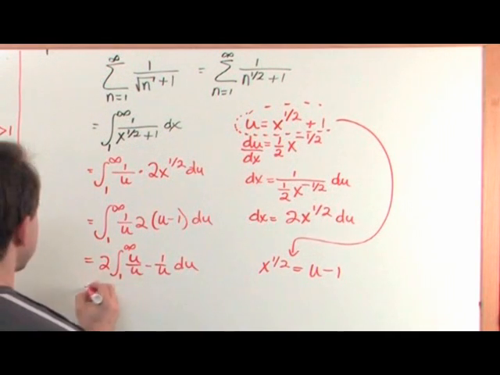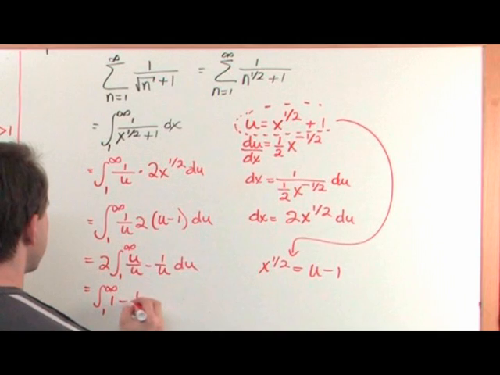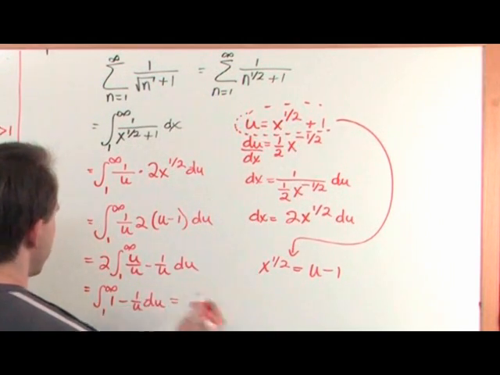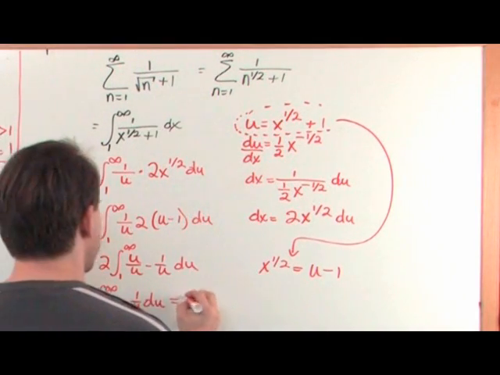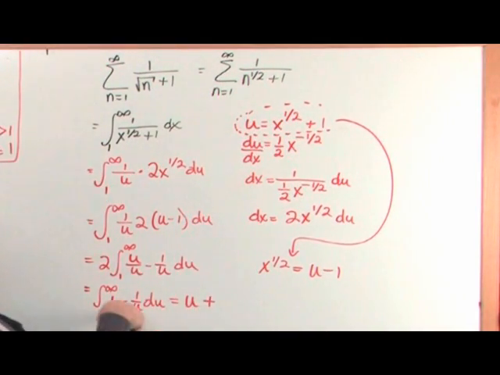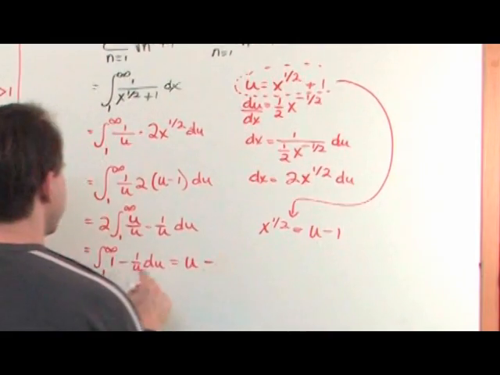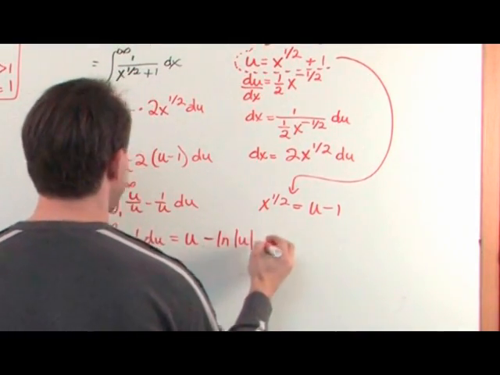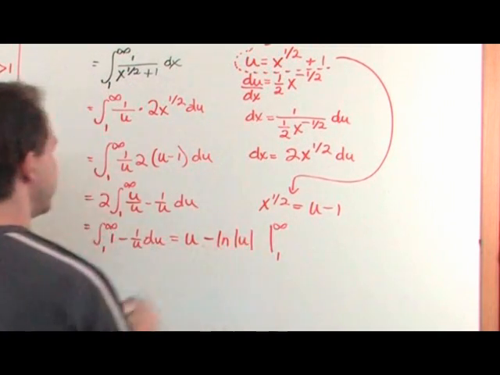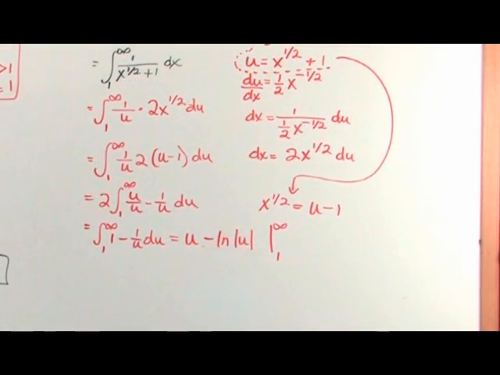And why did I do that? Because I'm continuing to simplify. 1 to infinity, u over u is 1 minus 1 over u du. Now I think you see why I did it, because that integral is pretty easy to evaluate. Integrating this, the integral of 1 is u, minus the integral of 1 over u, which is natural log of u, evaluated from 1 to infinity.